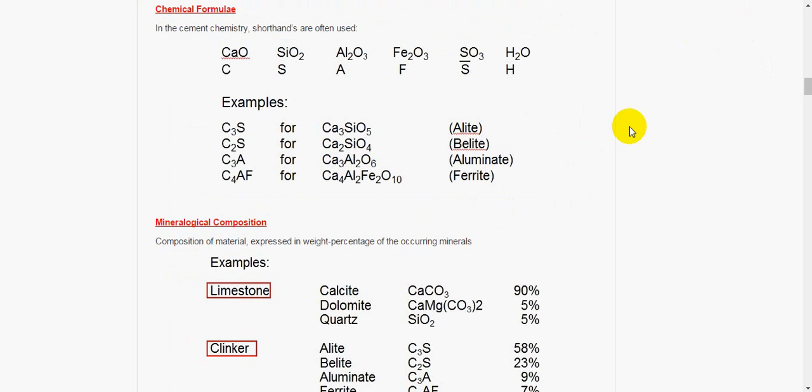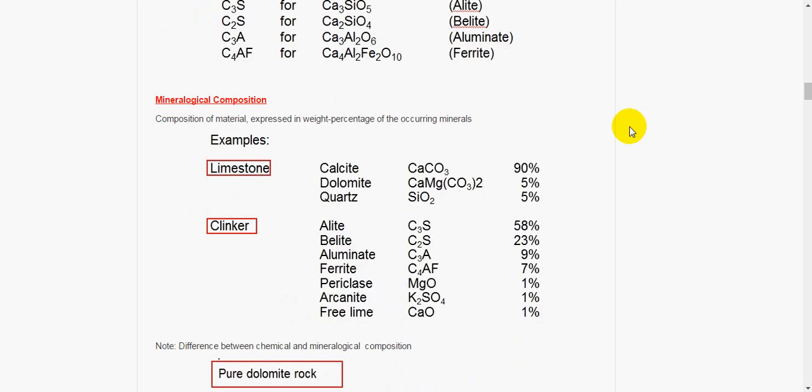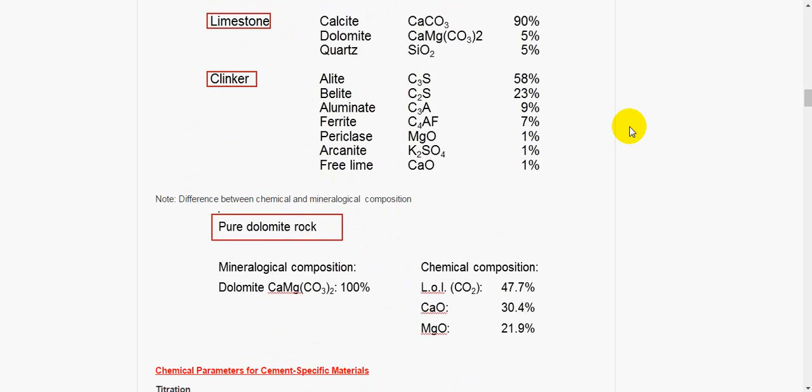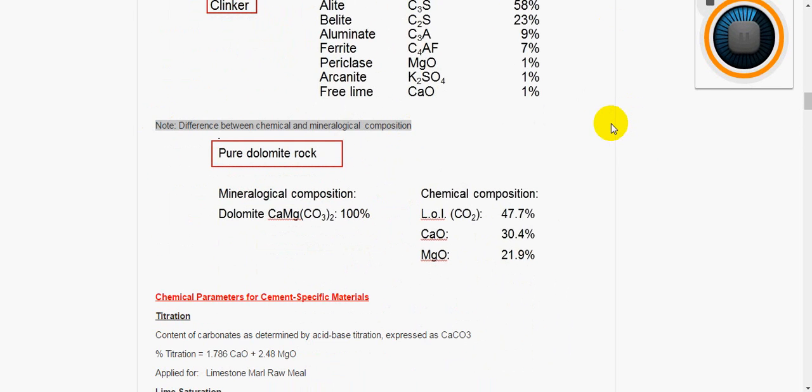Chemical formulae in cement chemistry. Shorthand notation is often used. Mineralogical composition: composition of a material expressed in weight percentage of the occurring minerals. Note the difference between chemical and mineralogical composition.